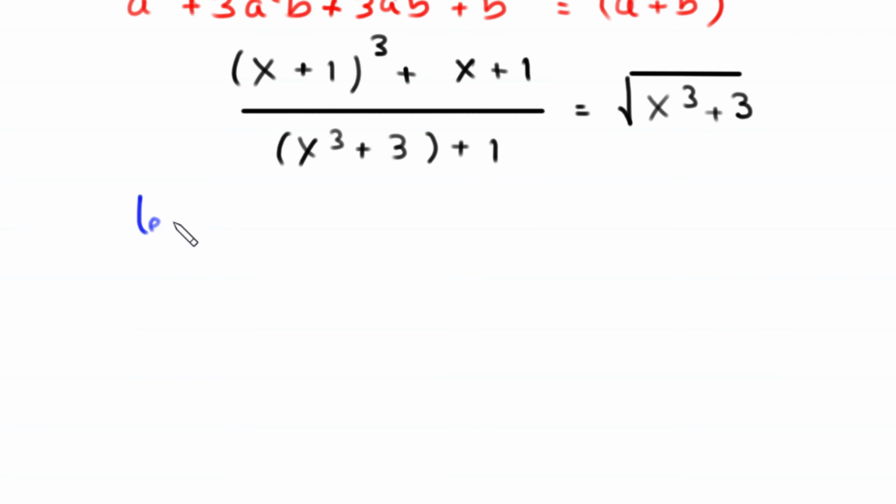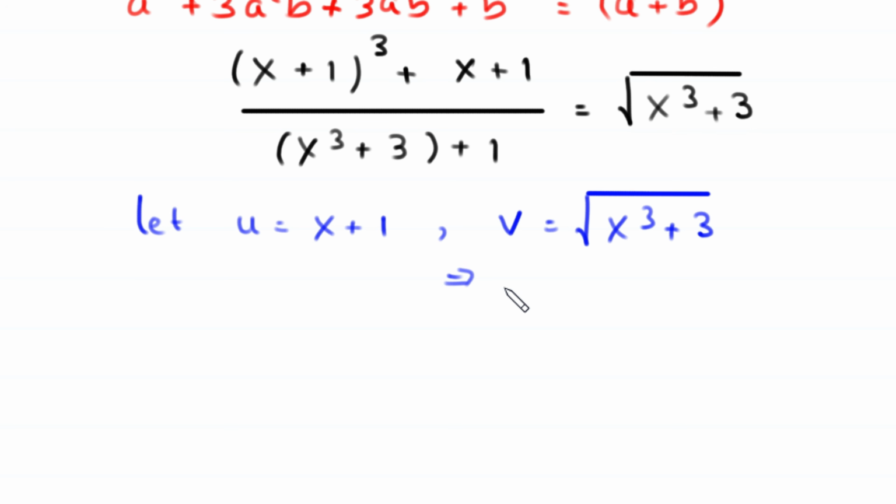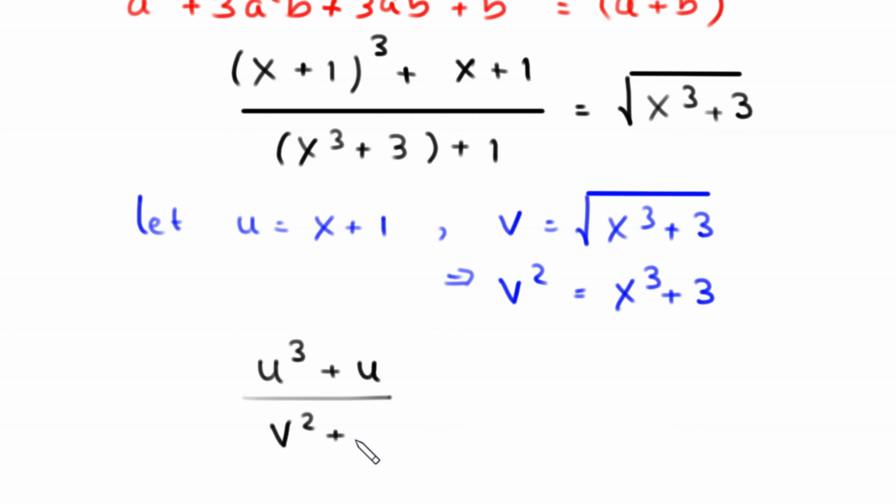Now we suppose that u is equal to x plus 1 and v is equal to the square root of x cubed plus 3. If we square both sides, this implies that v squared equal to x cubed plus 3. Applying this substitution, the equation will become u cubed plus u divided by v squared plus 1 equal to v.